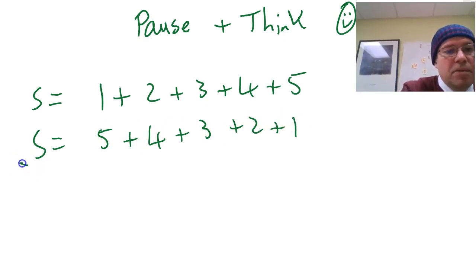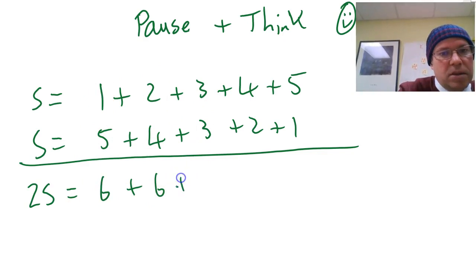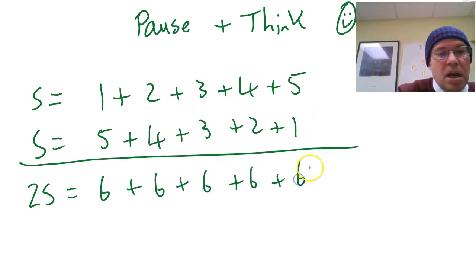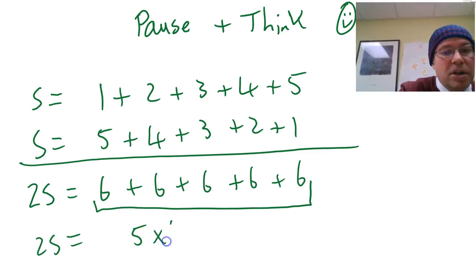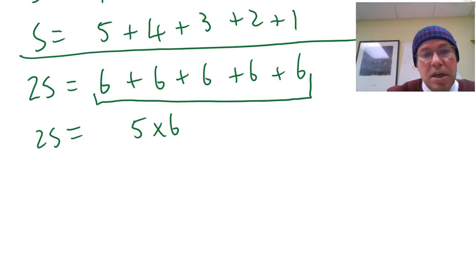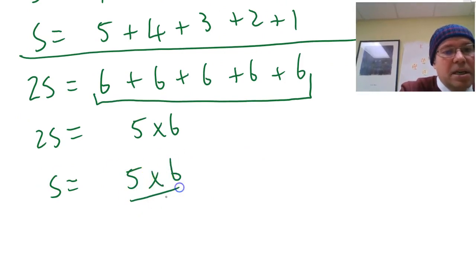Notice what happens if you add your sums together. Firstly, we'll get double the sum. 1 add 5 is 6, 2 add 4 is 6, 3 add 3 is 6, 4 add 2 is 6, 5 add 1 is 6. And how many 6s have we got? 5 6s. So a quicker way of writing that is 5 lots of 6, which is of course 30, and that's double my sum. So my sum is actually 5 times 6 over 2, so 15.